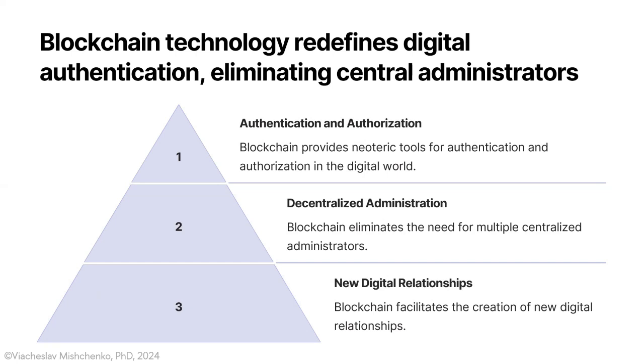Let me explain why this is significant. In traditional systems, you typically need multiple administrators to manage access and verify identities. But blockchain eliminates this need, because through its distributed nature, it creates a system where trust is built into the protocol itself rather than being dependent on any central authority. What is interesting here is how it enables entirely new types of digital relationships. These aren't just incremental improvements; they are fundamentally new ways of establishing trust and conducting transactions in the digital space.